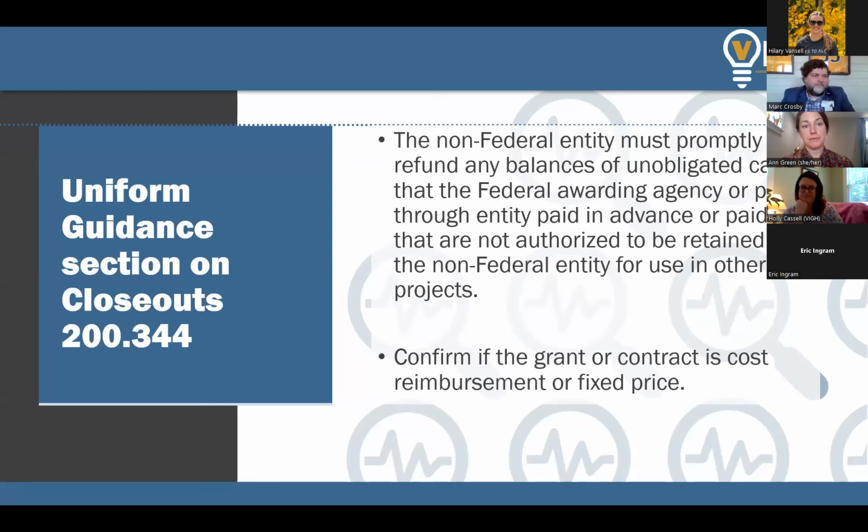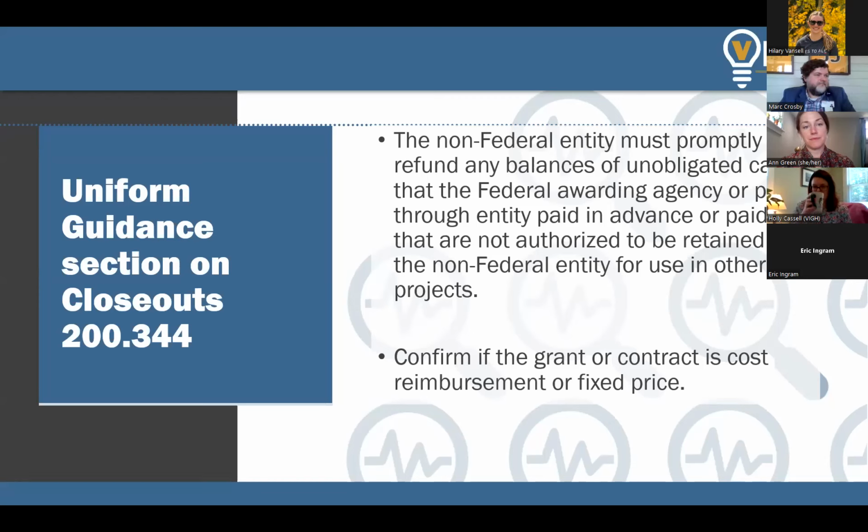So you'll have to send in a check, or if you have a drawdown system, refund the money back to the sponsor. They're going to see that the total payments match to the penny what you all are reporting on the financial report. And that's for a cost reimbursement. We call it a cost reimbursement grant. Most grants, at least on the US federal side, are cost reimbursement.